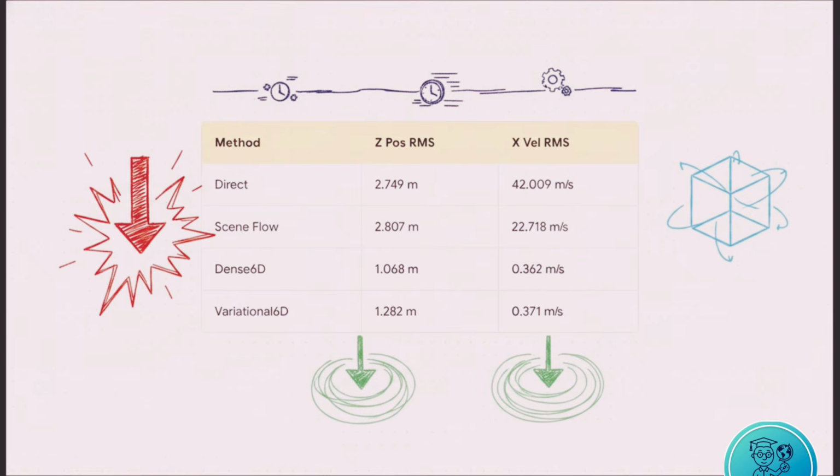Take a look at these root mean square, or RMS, errors for different methods. Direct optical flow gives you a massive x-velocity error of around 42 meters per second. Obviously, guessing a car speed with a 90 mile/hour margin of error is a total non-starter for a self-driving car. But look at the bottom two. Dense 6D and variational 6D drop that error all the way down to just 0.36 meters per second. They vastly outperform direct methods by successfully minimizing errors through heavy spatial and temporal regularization.